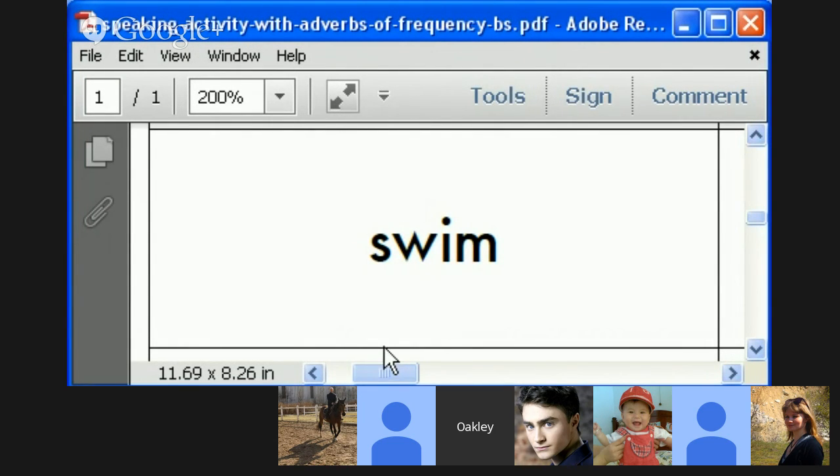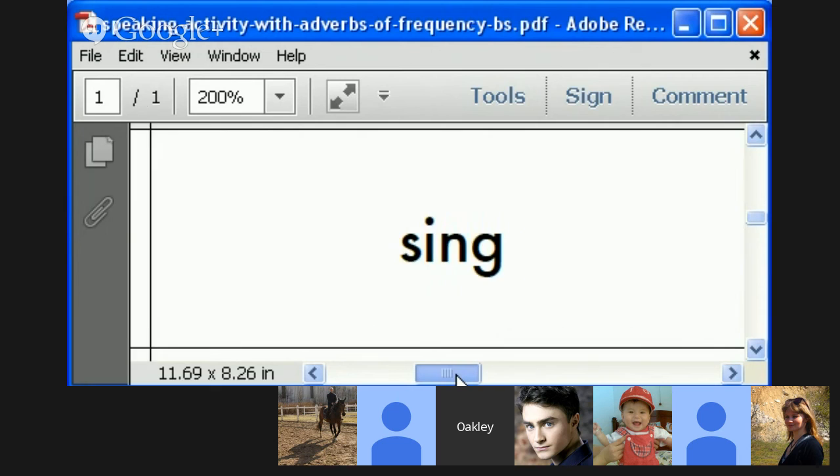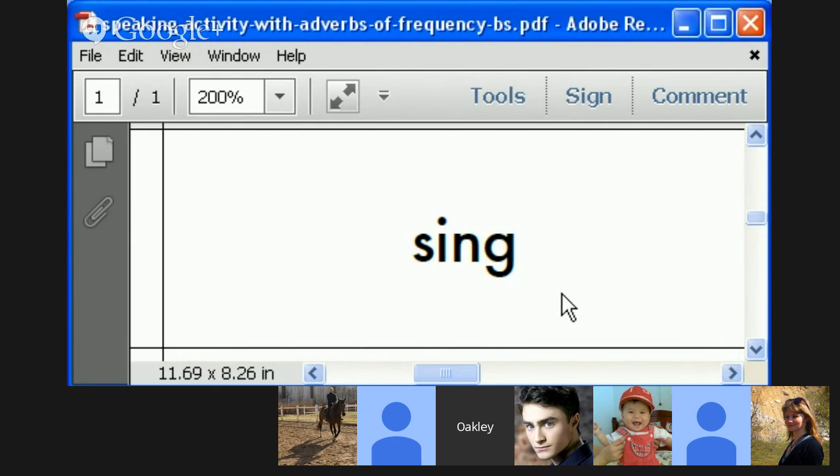Great job. Jolt, ask Gabriella how often or how much using this verb. Ooh, this could make this interesting. Sing. Gabriella, how much do you sing in the bathroom? Aha! That's what I'm talking about. A little extra detail. I like that. All right.